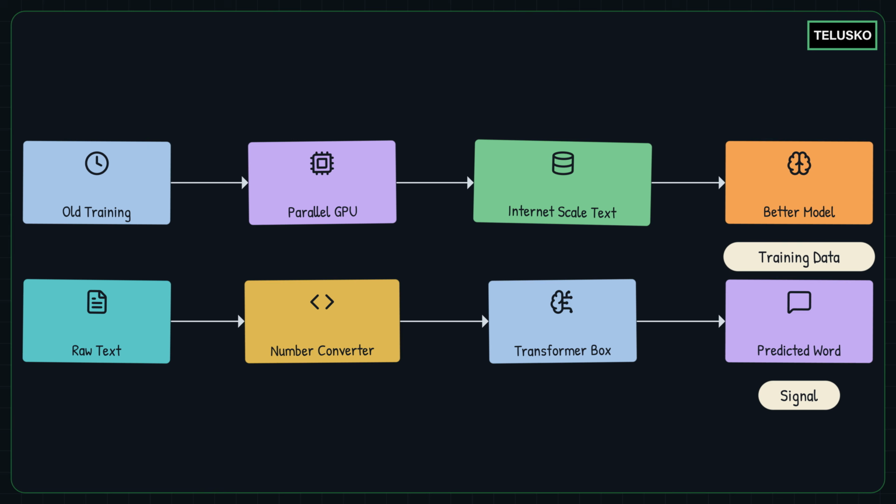Every model you will call in your career, from GPT to Claude to Llama, runs this exact transformer box underneath. The raw text enters left, the numbers flow through, and the prediction exits right. Once you see how attention works, the rest is just scaling it up. Next, let us look at tokenization, which chops raw text into numbers.